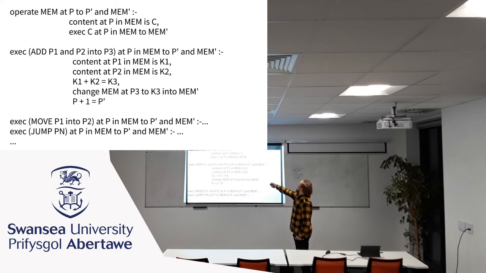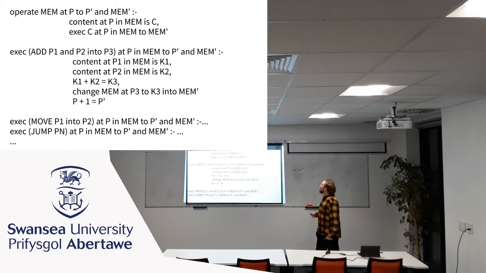So this is what we're going to do here. We get the content from the memory at position P, and then execute this command. So this is just an example. The addition has two pointers into the memory, and we get the content in the memory at these pointers. We add these contents, and then the result is being stored into the third pointer, and the program counter is added, so it traverses to the next command. Something similar will be done for the other commands as well.